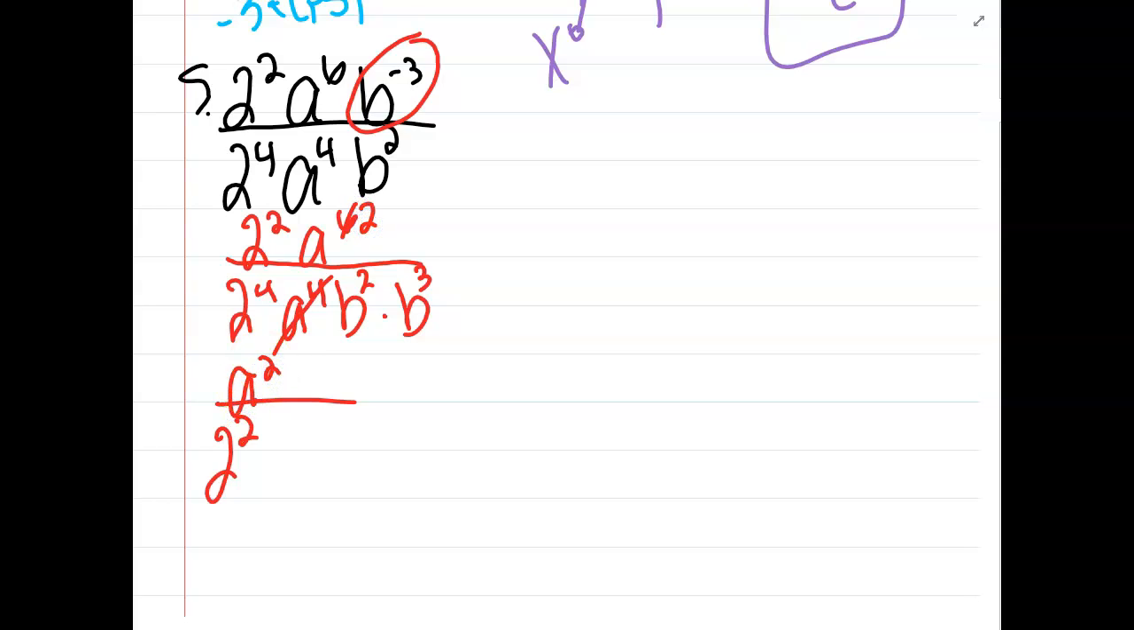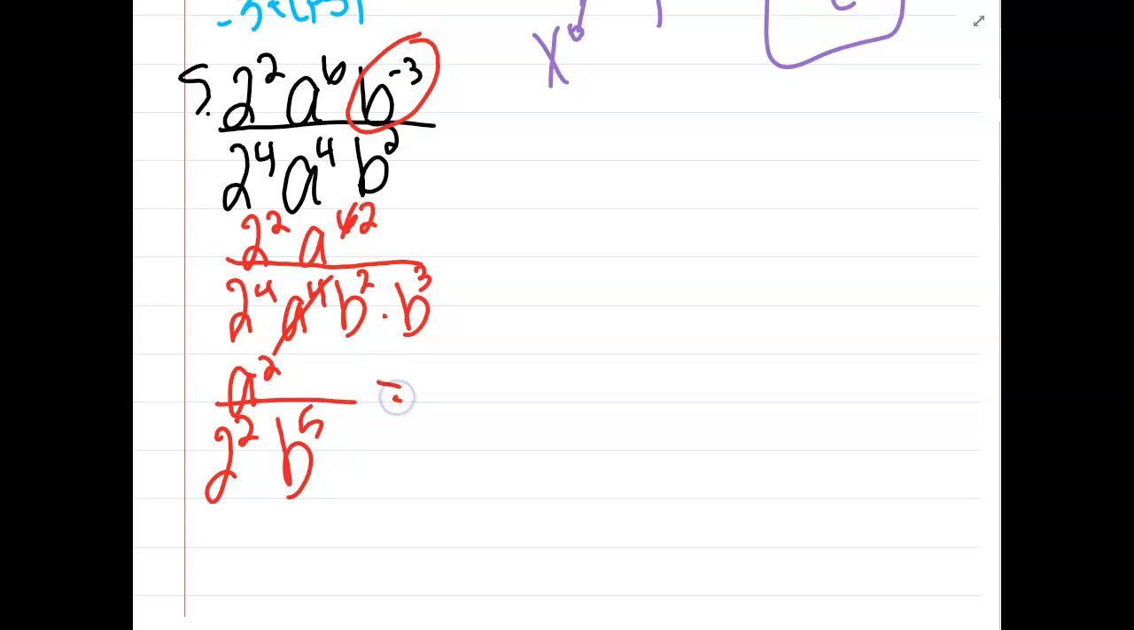Now look at the b's. See how I have a b squared and a b cubed, and they're both in the denominator? These aren't going to cancel out. Because to cancel out, they'd have to be in the numerator and the denominator. These are both in the denominator. So what you have is a b squared and a b cubed. How many b's do you have? You have 5, and they're all in the denominator, so you have a b to the 5th.